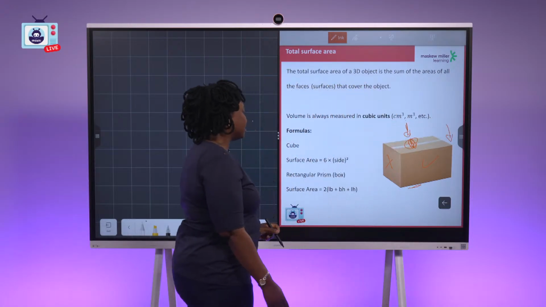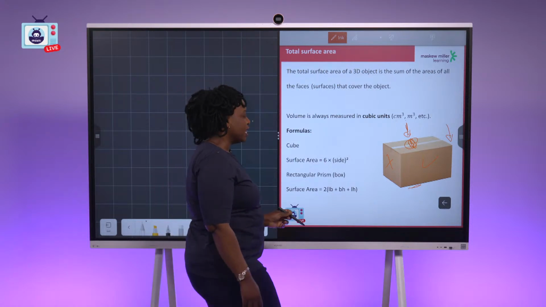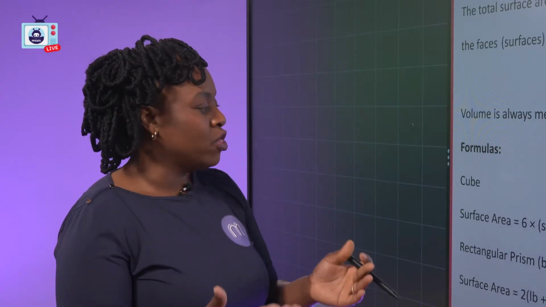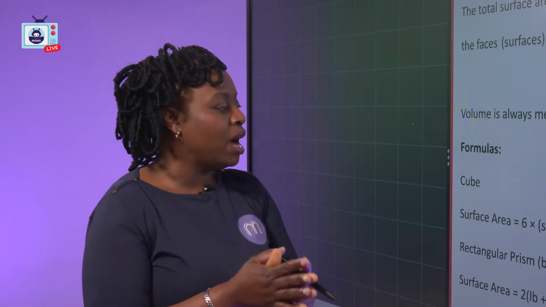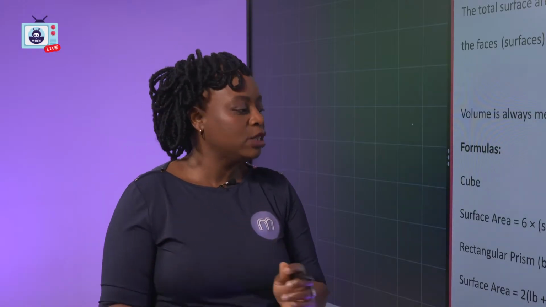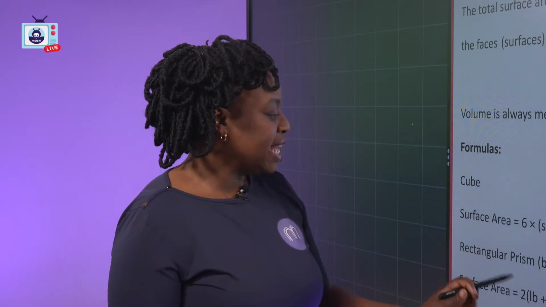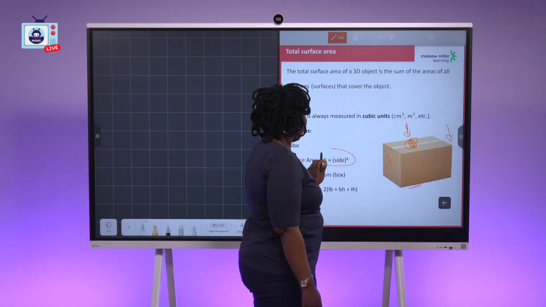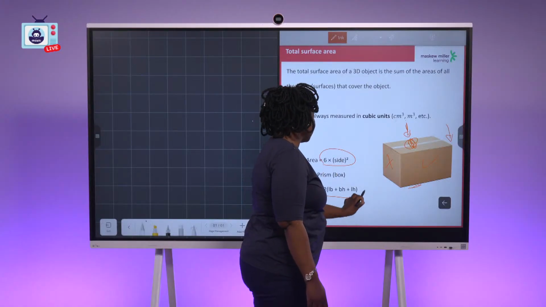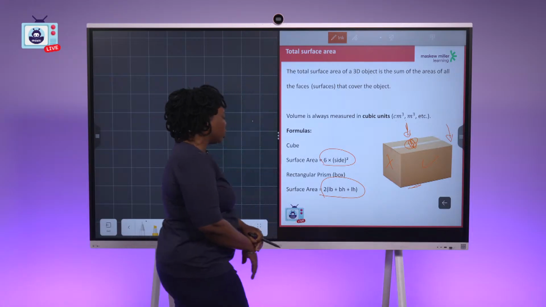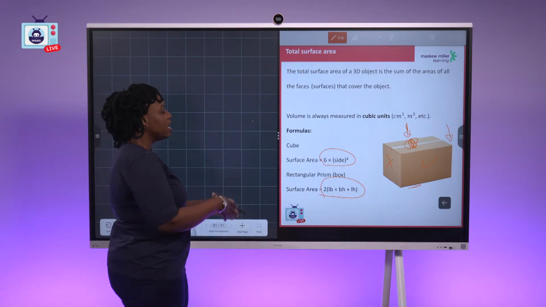So for surface area, you literally just have to say I have 6 sides, and with these 6 sides, I can then multiply them with my side squared, which is what we are saying in a cube, or in the surface area of a rectangular prism. That's how we get it.